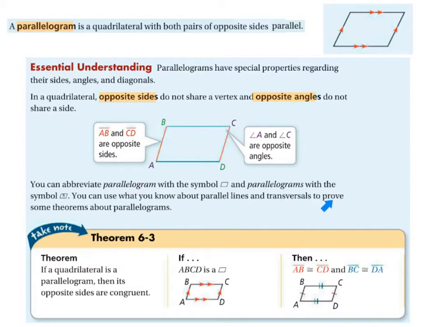Now, you can use what you know about parallel lines and transversals to prove some theorems. Here's the first one. If a quadrilateral is a parallelogram, then its opposite sides are congruent. So if we know it's a parallelogram, then we can state as a result that that side is congruent to that side, is congruent to that side. Okay, we're going to keep going and identify all of these properties and show the fact that they're true with some proofs.